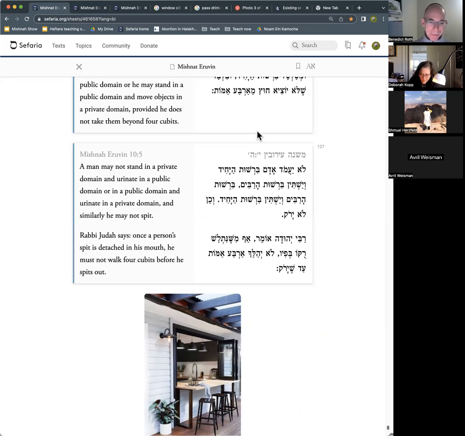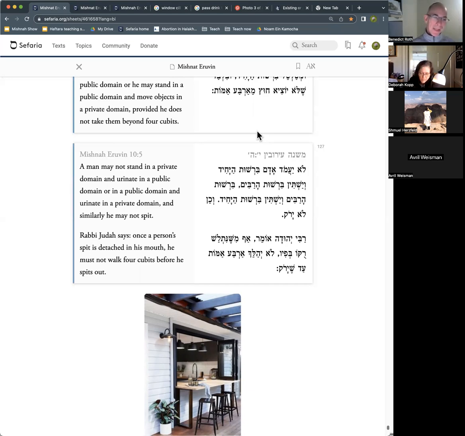Lo ya'amod adam b'reshut hayachid v'yashtin b'reshut harabim. A person shouldn't stand in a private domain and urinate in a public domain. So we're passing liquid from the private into the public. And of course, we've already seen wastewater passing from the courtyards into the public domain. So we know this is an area where the rabbis are thinking about it.